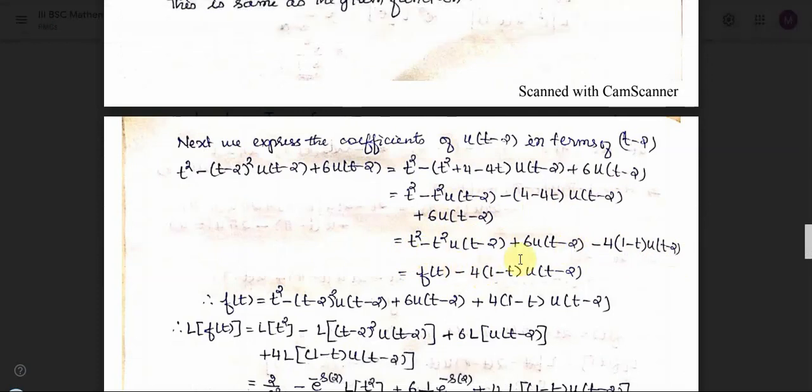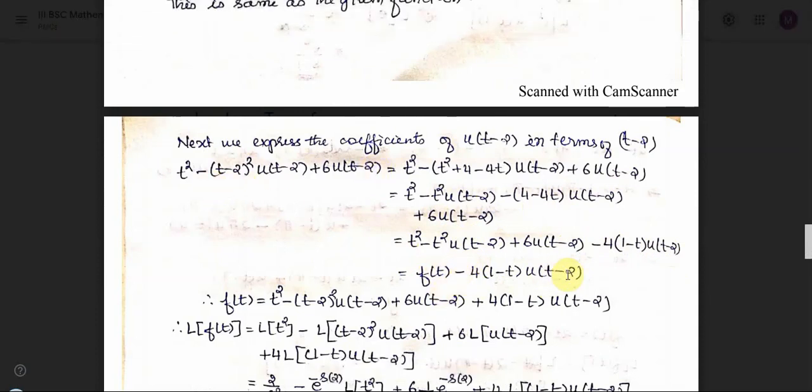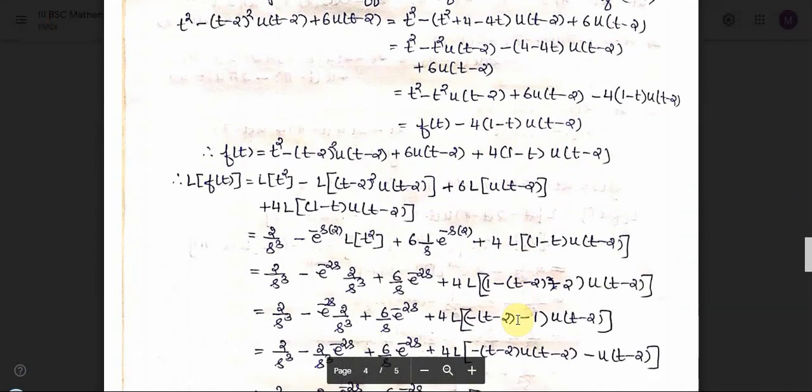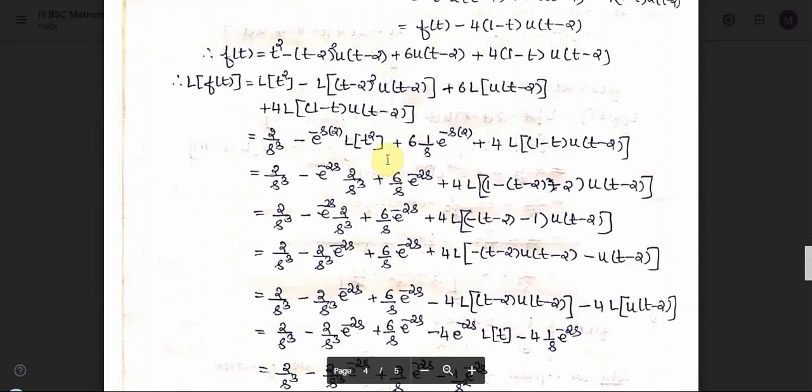This is f of t minus 4 into 1 minus t into u of t minus 2. Therefore, f of t will be equal to this one plus 4 into 1 minus t into u of t minus 2. Therefore, f of t is equal to, the coefficients are now changed. While changing the coefficients, this is the extra term which is to be added. Now take the Laplace transforms.